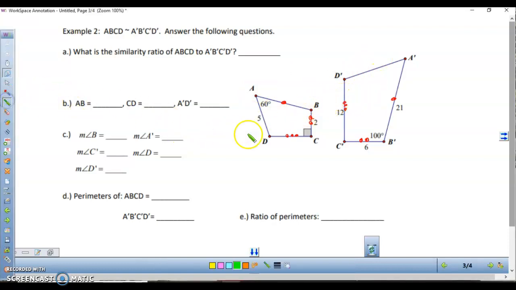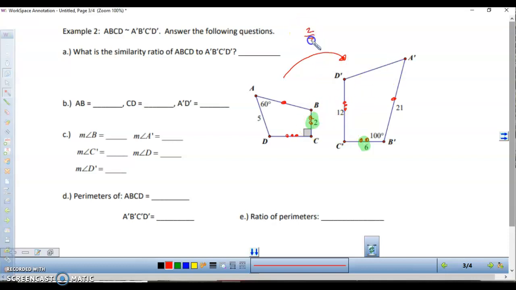So I'm looking for 2 corresponding sides that both have numbers. And I find that it's the 2 dots, BC and B prime, C prime. And we want to know the similarity ratio from quadrilateral ABCD to A prime, B prime, C prime, D prime. So I'm going to go in this direction. So it's 2 to 6, which simplifies to 1/3.